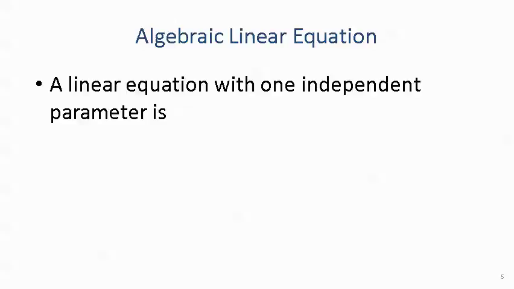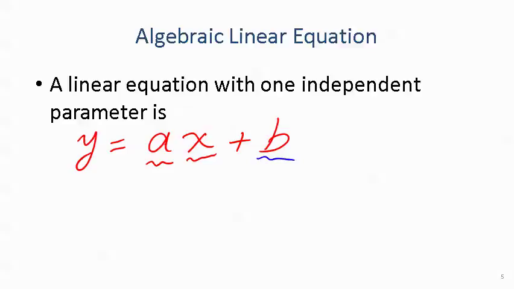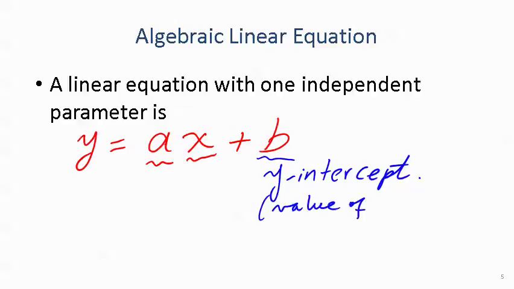So the linear algebraic equation with one independent parameter will be given by y equals ax plus b, where x is the independent parameter, a is the coefficient, and here we observe a quantity b. This quantity b is called the y-intercept. It is the value of y when the independent parameter x is equal to 0. So this is a linear equation with one independent parameter.